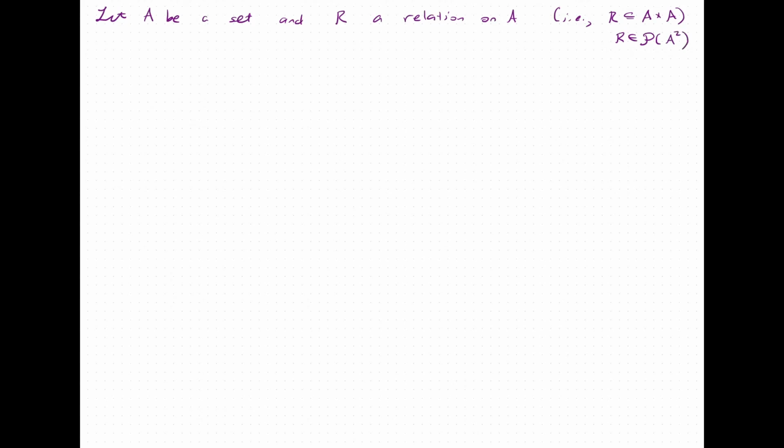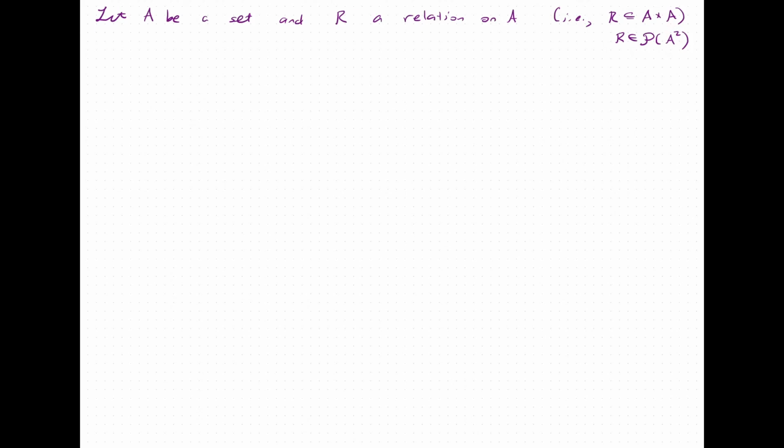We are done. So now let us focus on the case when A is a set and R is a relation on A. So let A be a set, and R a relation on A. So that just means that R is just some subset of the Cartesian product of A with itself. And so R is an element of the power set of the Cartesian product of A with itself, which I'm going to abbreviate to just A2, or A squared.